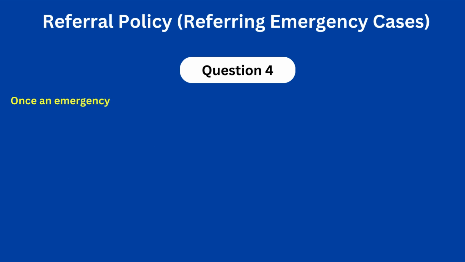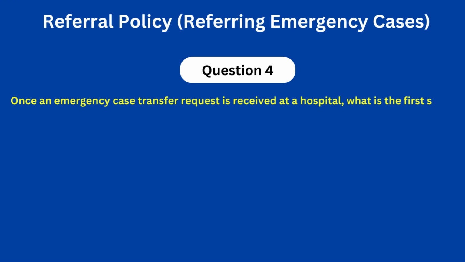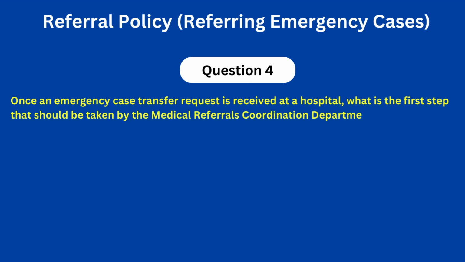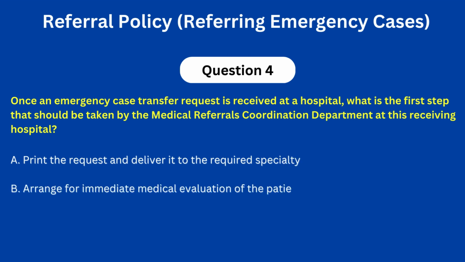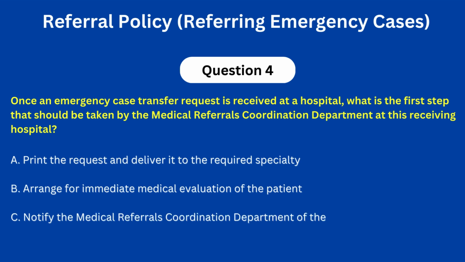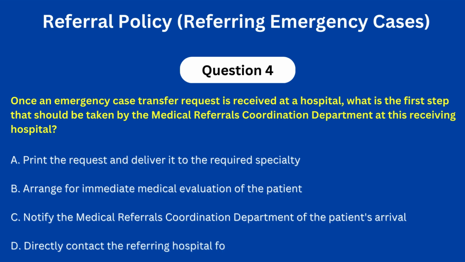Question number 4. Once an emergency case transfer request is received at the hospital, what is the first step that should be taken by the medical referrals coordination department at the receiving hospital? A. Print the request and deliver it to the required specialty. B. Arrange for immediate medical evaluation of the patient. C. Notify the medical referrals coordination department of the patient's arrival. D. Directly contact the referring hospital for additional details. The correct answer is A.